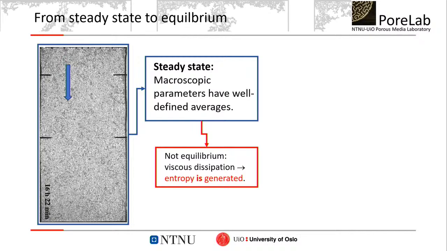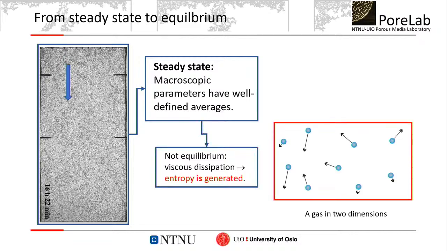And that means that there's viscous dissipation all the time. Entropy is being generated. You're turning flow into heat. So it looks impossible to do an equilibrium statistical mechanics here.